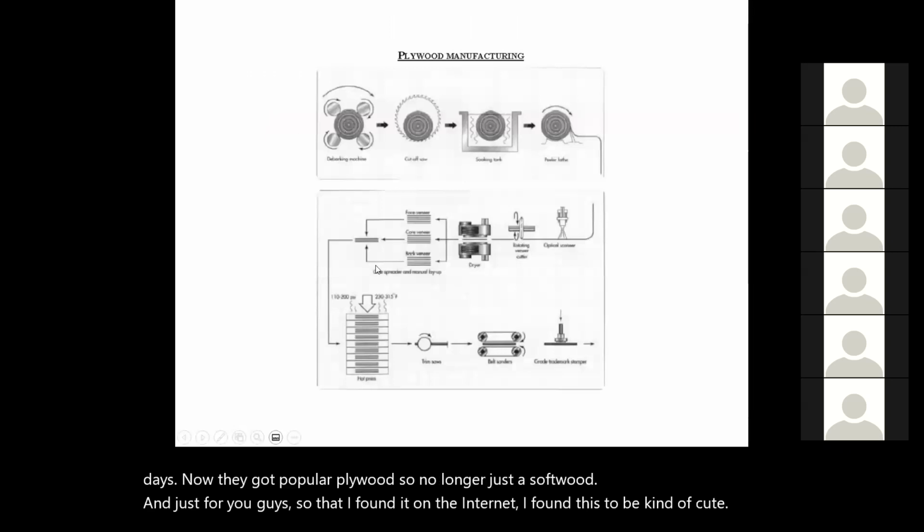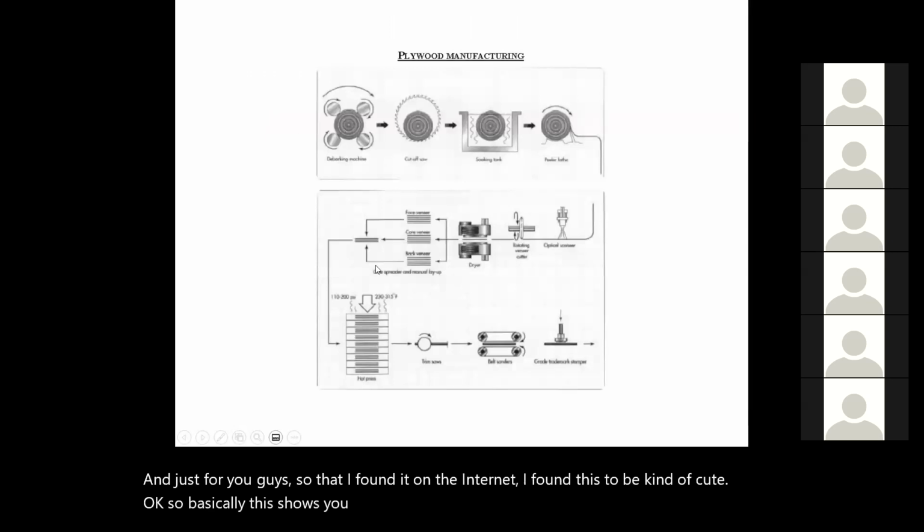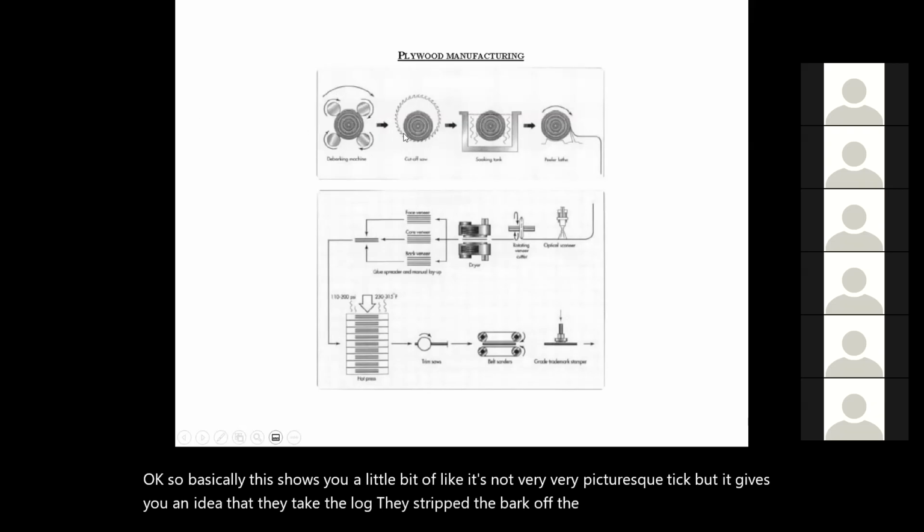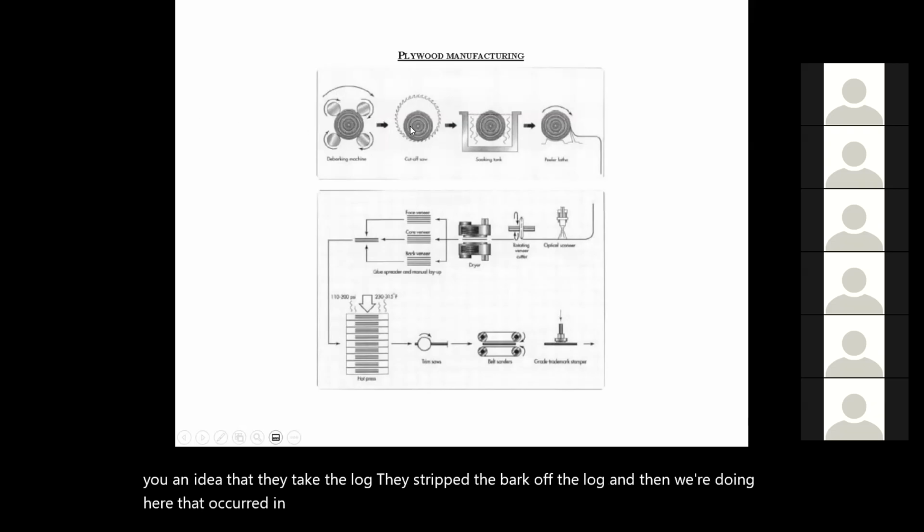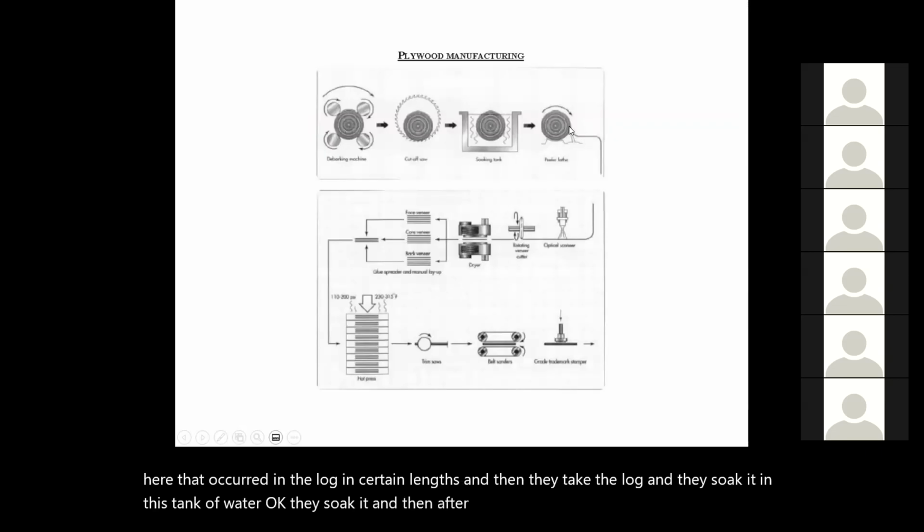Okay, so basically this shows you a little bit of how it's made. It's not very picturesque, but it gives you an idea that they take the log and strip the bark off the log. Then they cut the log in certain lengths. Then they take the log and soak it in this tank of water. After that, they've got a machine that turns the log around and shaves this little thin piece of wood.